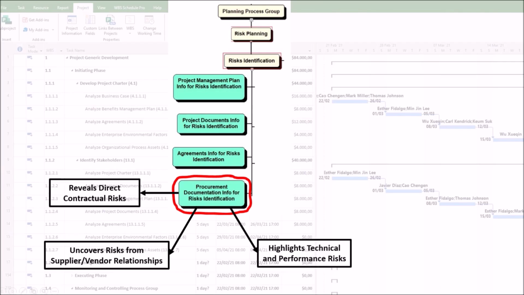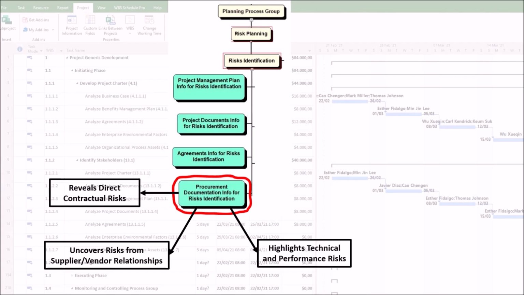3. It highlights technical and performance risks. The requirements and specifications within the procurement documents are a baseline against which performance is measured, as follows. The first relevant document addresses ambiguity in the statement of work. A poorly defined statement of work is a massive risk, leading to scope creep, disputes, and rework.